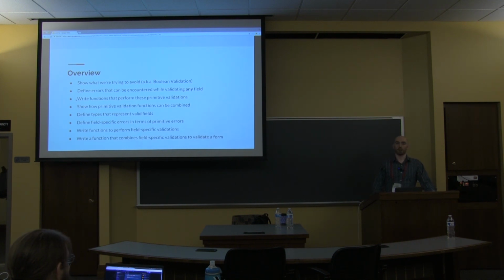Talk about how you can sort of represent fields or more complex, richer types that you would want to validate. Show how those primitive validation functions can be combined to validate more richly typed inputs, and then finally show how all of these can sort of come together to validate what you might consider to be a form. This is going to be an exact web form in the traditional sense of that.